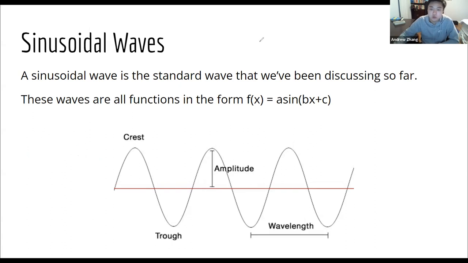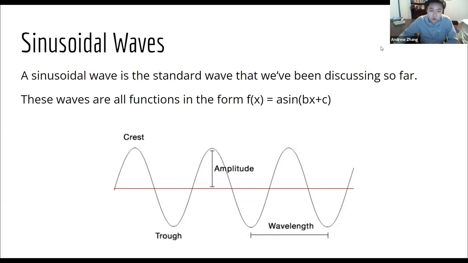And these in general form are of the form a sine vx plus c. You can also use cosine. There's some kind of trigonometric function that has this form. It will result in this kind of crest, amplitude, et cetera. Crest, trough. So there's other types of waves, of course, and that is how we get different kinds of sounds.